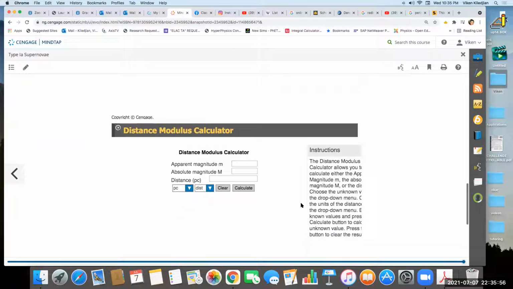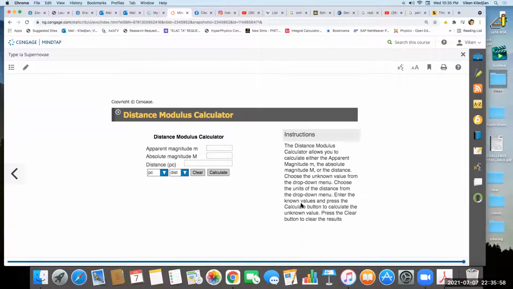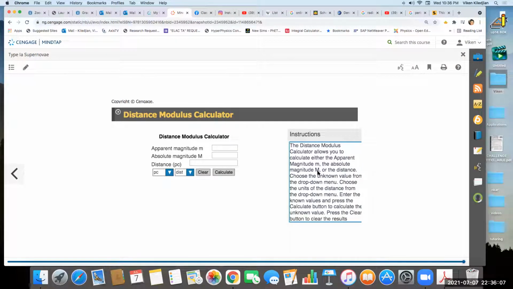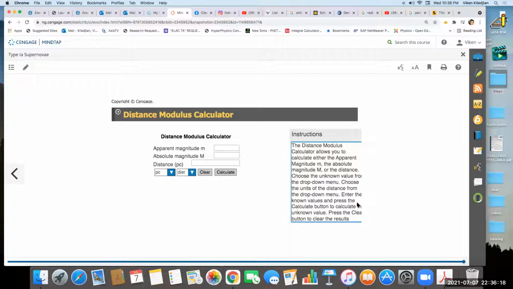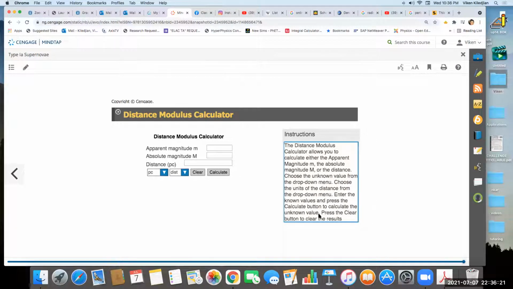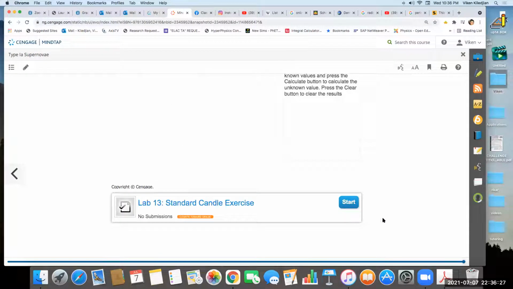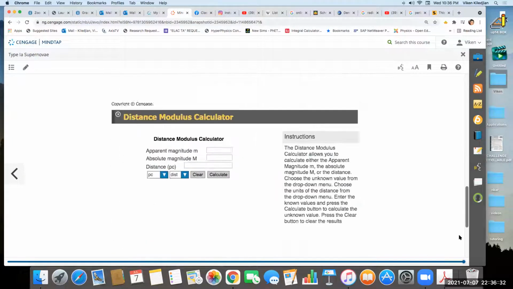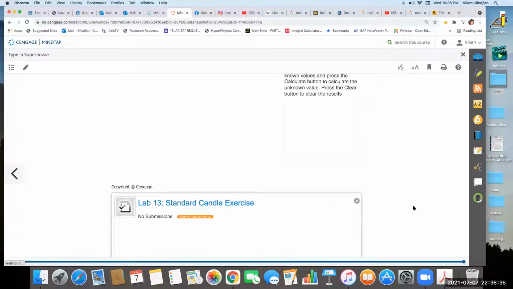Okay, so now what do we do here? The distance modulus. The distance modulus calculator allows you to calculate either the apparent magnitude little m, the absolute magnitude big M, or the distance. Choose the unknown value from the drop-down menu. Choose the units of the distance from the drop-down menu. Enter the known values and press the calculate button to calculate the unknown value. Press the clear button to clear the value. And there's probably some exercise based on that, right? You would cut the fun out of the lab if there's no exercise. So now we go to the exercise.